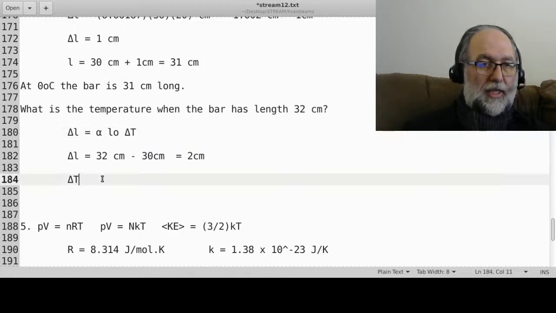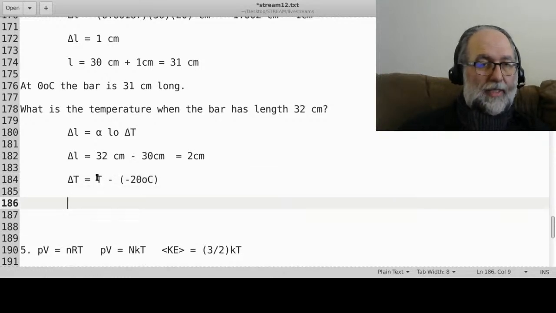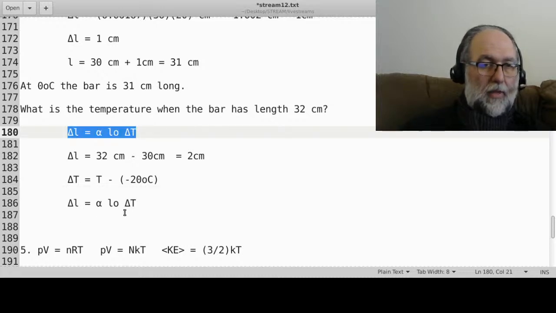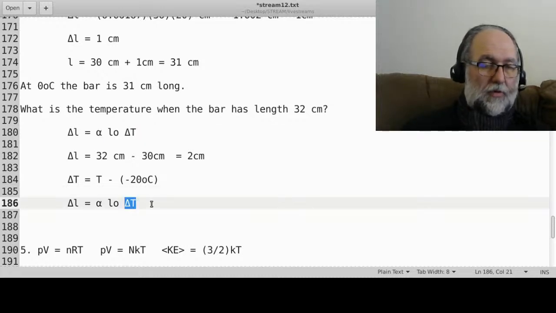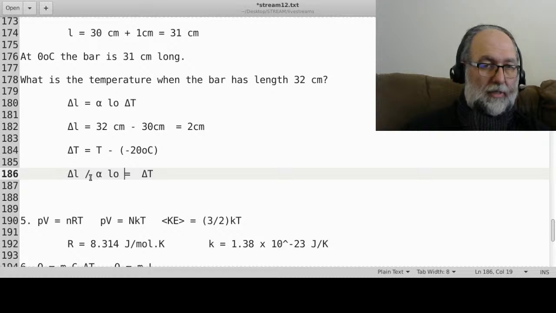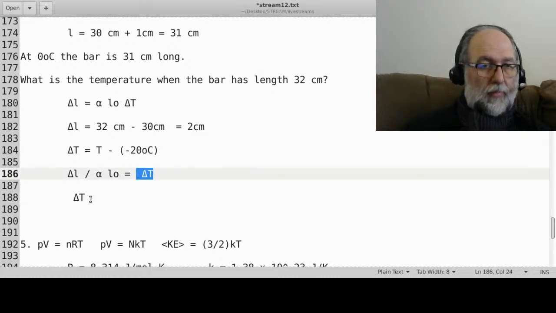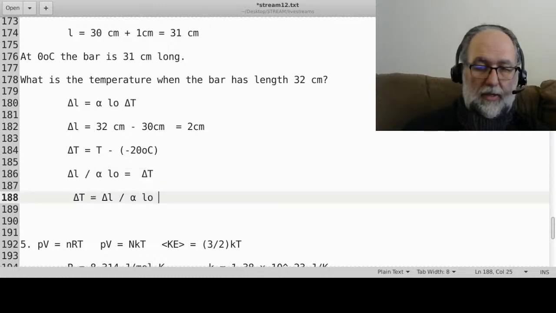The delta T now, how should you think of that? The delta T is the temperature that we're interested in minus the reference temperature, which is minus 20 degrees Celsius. It's that T there that we actually want to find. Let's do it in 2 steps. We'll start with this and isolate delta T. Divide both sides by alpha L naught, and we get that delta T is equal to delta L divided by alpha and L naught. I'm just rearranging it so it's easier to read.